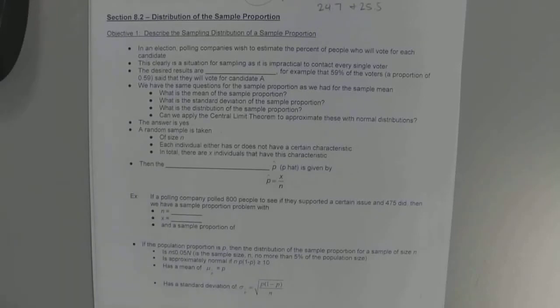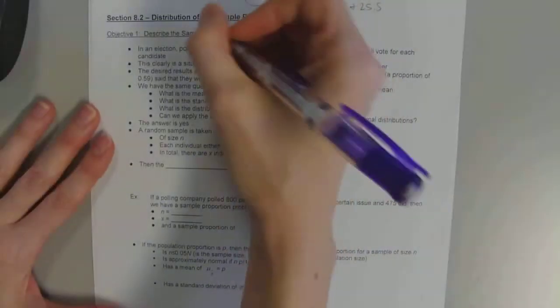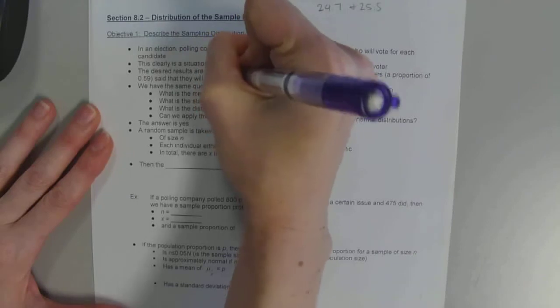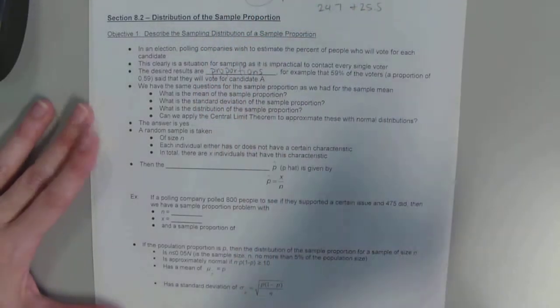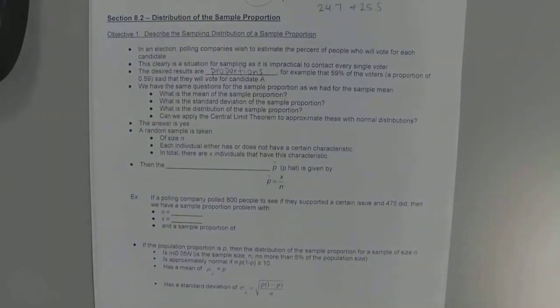So they call you and say, who are you planning to vote for? And they get an idea before the election actually takes place of who has what percent, all right? So the desired results are called proportions, guys. It's what proportion out of 100 plans on voting for candidate A. So for example, 59% is going to vote for candidate A. You're like, yes, we should win the election because we have a majority of the vote, okay?